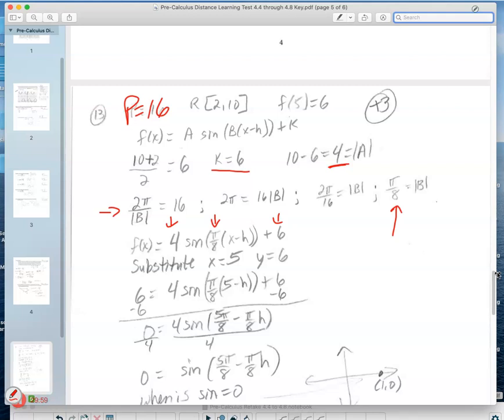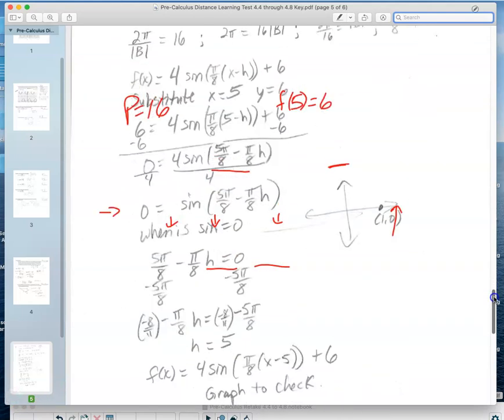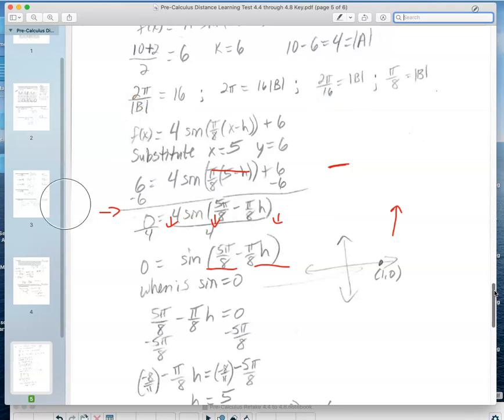And my last piece to this is going to tell me what I'm going to need for H, because the information that we were given was that if you put a 5 in, you get a 6. So I went ahead and substituted in x equals 5 and y equals 6. And then I started solving. So I subtracted 6 from both sides, which of course made my little K value disappear. Let me move this up so you can see it. And then I divided both sides by 4, and I had 0 equals sine of 5 pi over 8 minus pi over 8 h. So I started thinking, well, when is sine 0?